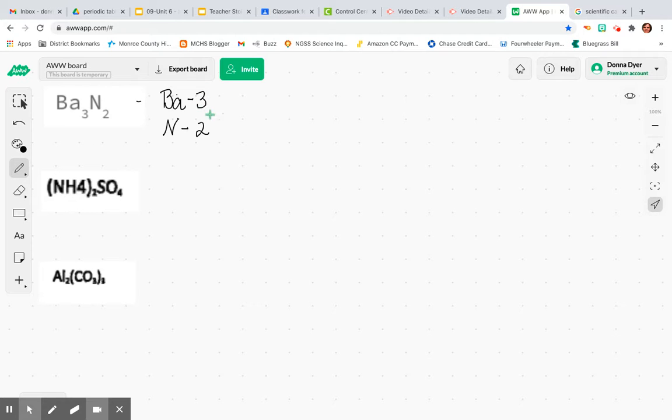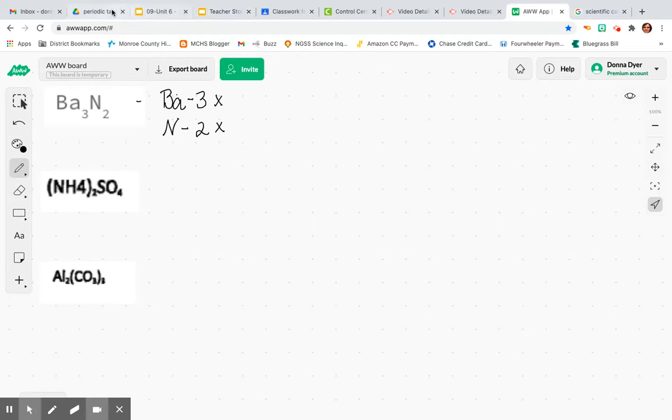So basically what that means is I need to do the mass of barium 3 times and I need to do the mass of nitrogen 2 times. So what I'm going to do is just multiply those. Now you could add the mass of barium 3 times plus the mass of nitrogen 2 times and then get your answer. But what I'm going to do is multiply 3 times the mass of barium, 2 times the mass of nitrogen, then add those together because that'll be a little bit quicker and easier.